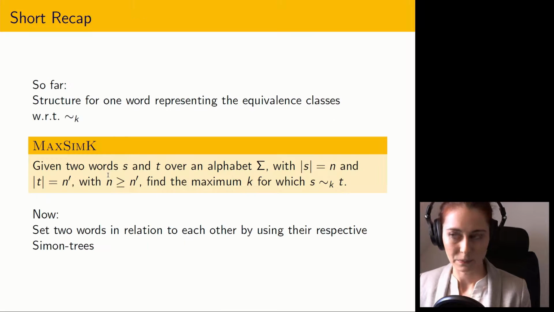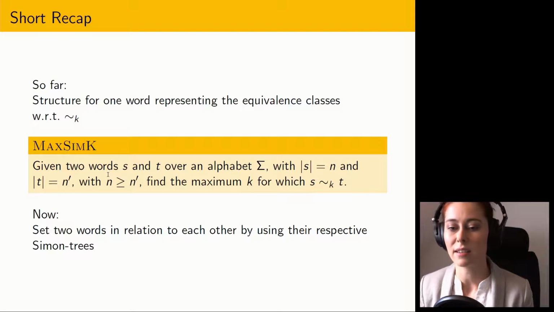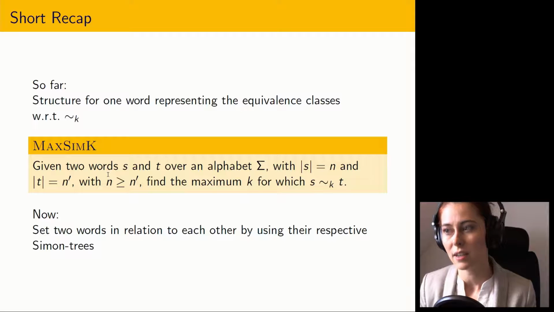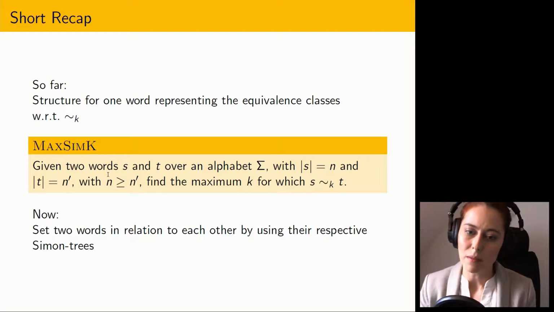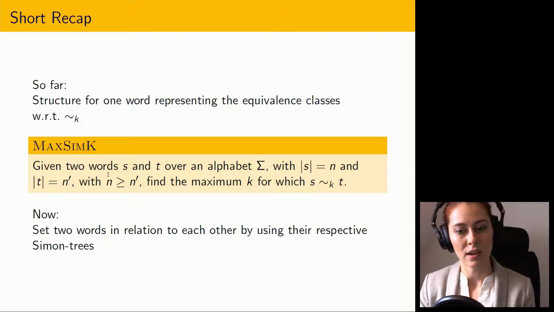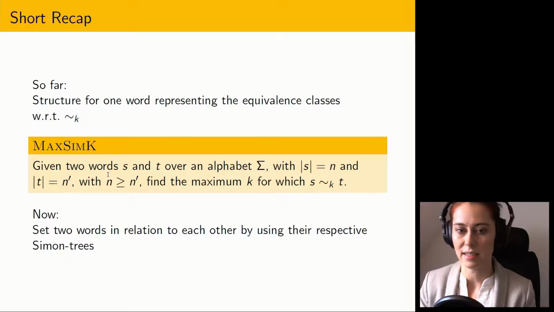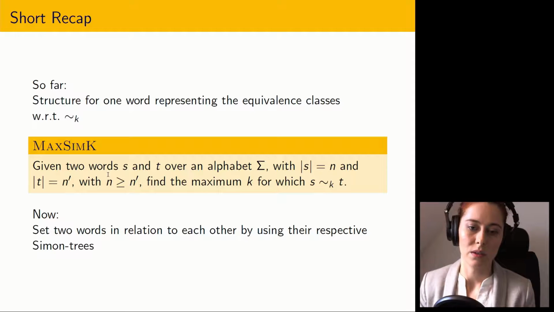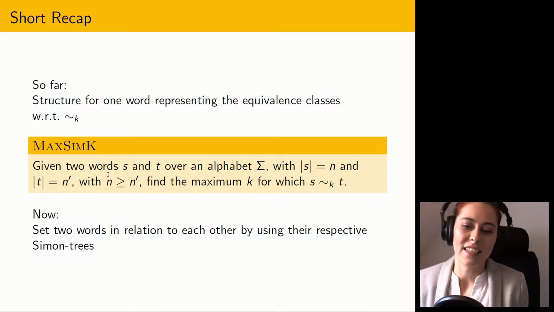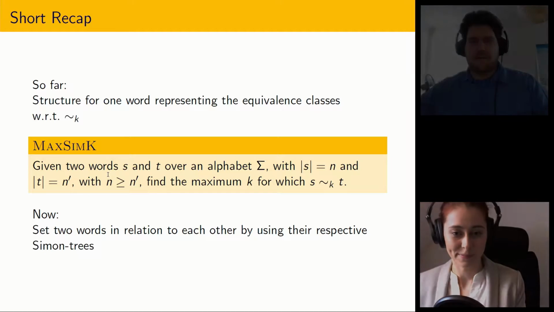As a reminder, we already have a structure representing the equivalence classes for one word, the Simon tree, but our main problem is maxim k, where we want to compare 2 words with each other and find the maximum k so that the 2 input words S and T are k equivalent. So now I'm passing the microphone again to Tore so that he can tell you how we can connect the Simon trees of 2 words to solve our problem maxim k.